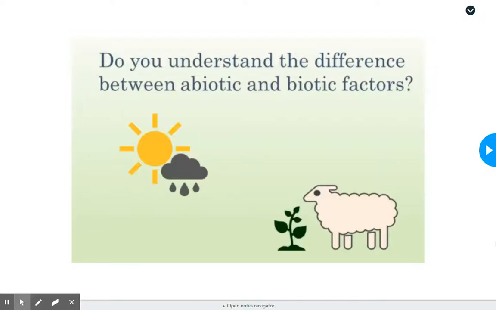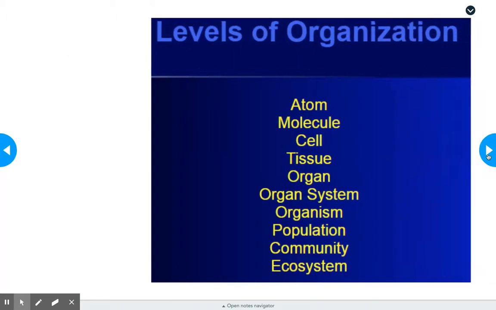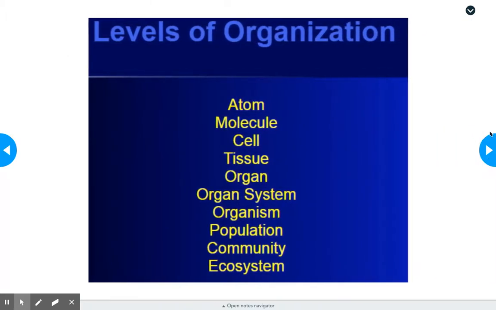This is a video for you if you missed class and did not get the lesson on levels of organization. So last week we talked about abiotic and biotic factors. Remember, abiotic are non-living, biotic are living. Today we're talking about the levels of organization that exist in biotic factors and living things.